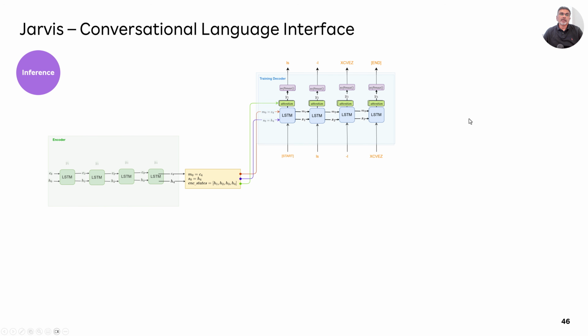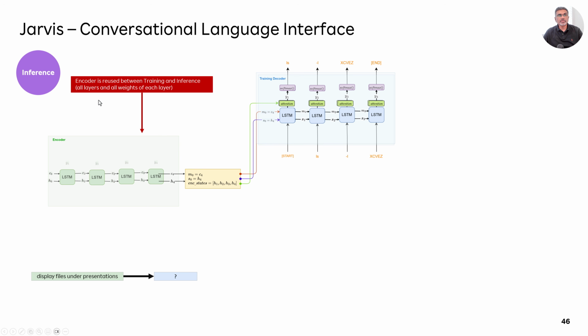Now for inference, once it's trained, all the weights are set up. I'm going to give it just this English language sentence, "display files under", and now we want our sequence to sequence model, which is a combination of encoder and decoder, to produce the corresponding Linux command. So for that, number one, we use the encoder as is. Whatever we have used in the training, we're going to use the exact same encoder, which means all the same layers, all the same weights, everything. Obviously, we're going to use that because we have trained the encoder, correct?